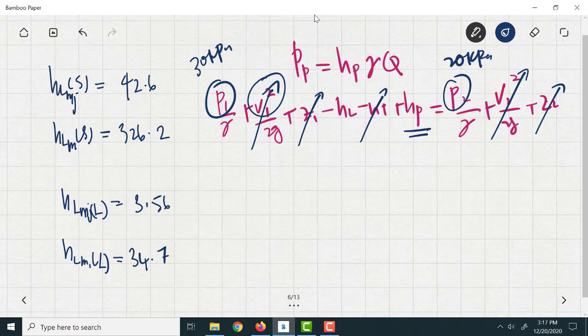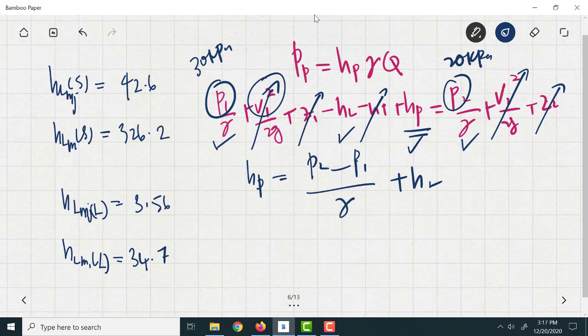Okay, alright. So what is left for us is the value of P1, P2, HL and also HP. To find HP, just write back the equation and you get P2 minus P1 over gamma plus HL. That's all. Okay, let's check it again later. So what is left for us is this one and this one only.